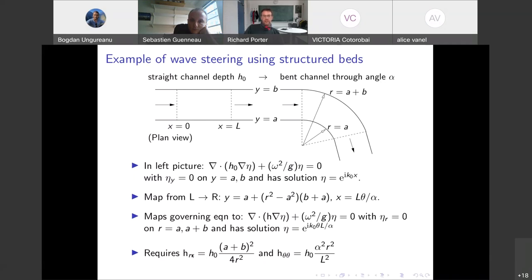So in the R direction, the radial direction, I need the depth of the plates to disappear like 1 over R squared, and in the theta direction, I need the plates to go like R squared. So I have some sense in which the height of the plates and the height of the bed have to be prescribed in this particular way.